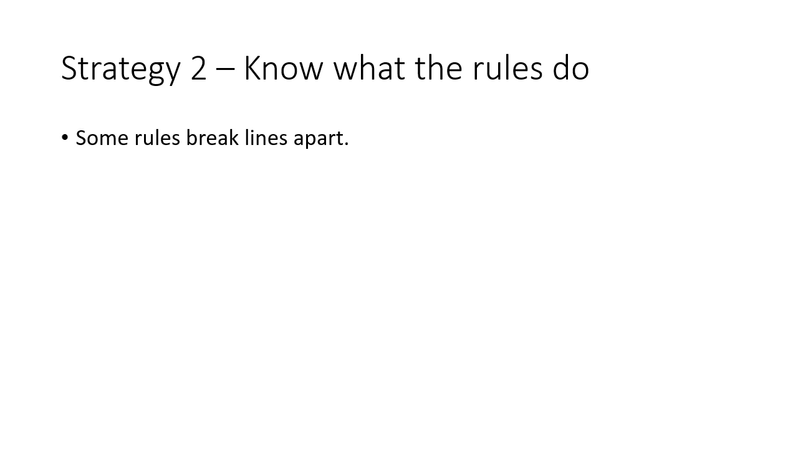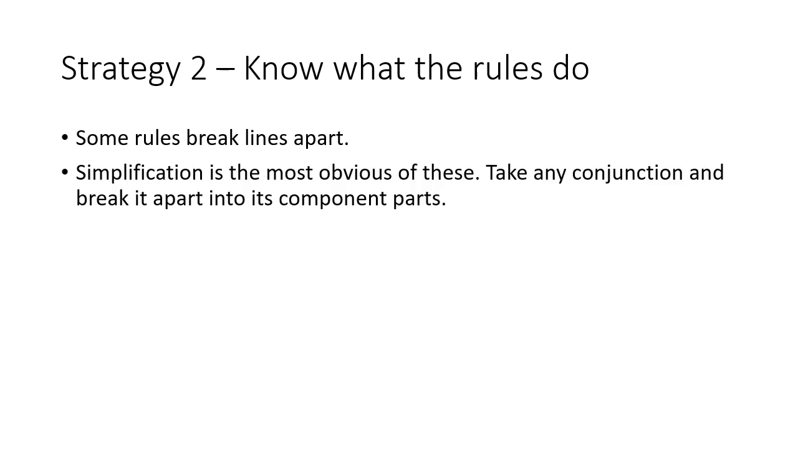So the first set of rules are the rules that break things apart. Simplification is the most obvious of these rules. You take any conjunction and break it apart into its component parts. One thing about this rule that's different from the other rules is that it doesn't require another line to help. So you just take any conjunction, use simplification, and break it apart. A sub part of this strategy is that anytime you see a conjunction as a main connective in the proof, you should probably simplify it, because chances are that's going to come into the mix.